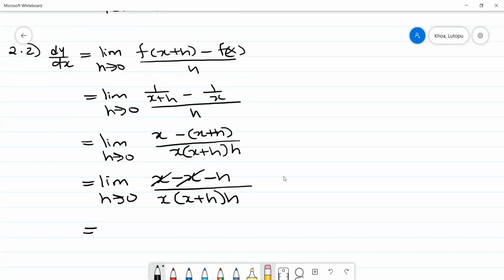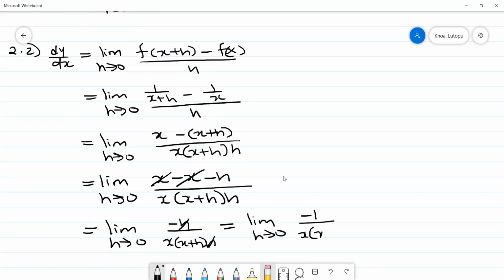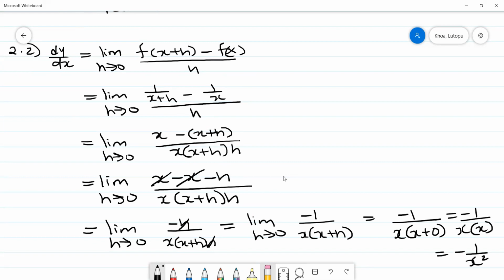Then we have the limit as h goes to 0 of minus h over x plus h times h, which is the limit as h goes to 0. These two will cancel, of minus 1 over x times x plus h. And then we substitute h is equal to 0. When I substitute, I do not write the limit as h goes to 0 anymore. So this is plus 0. So this is minus 1 over x times x, which is minus 1 over x squared.